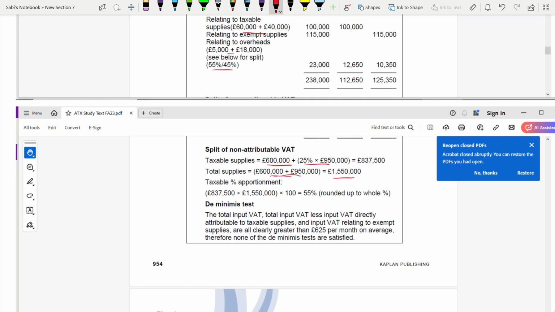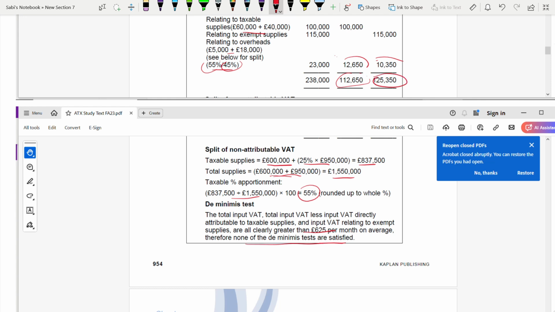So this divide by this is the percentage. So 55 is taxable, 45 is exempt. That's how you get and allocate the overhead. So now if you check this figure also, de minimis test, this is also greater than 625. So none of the de minimis are satisfied.